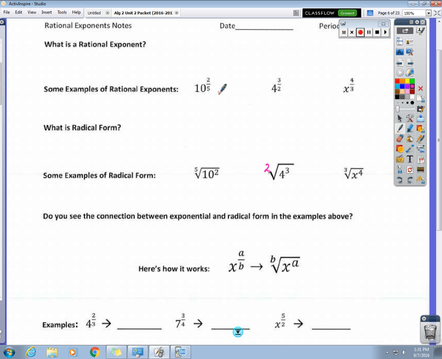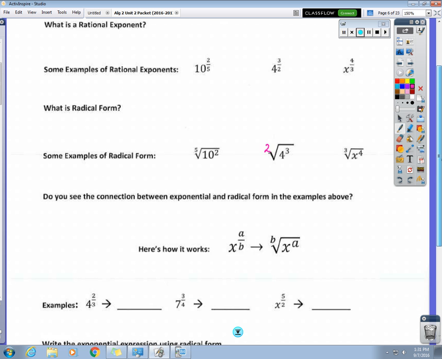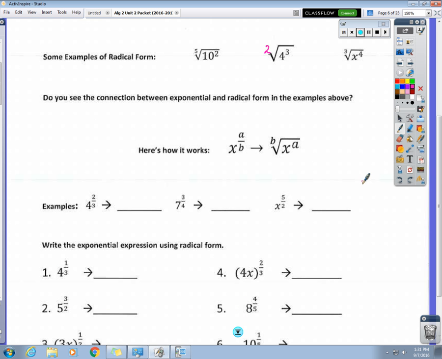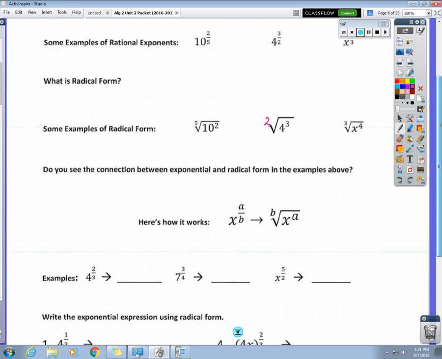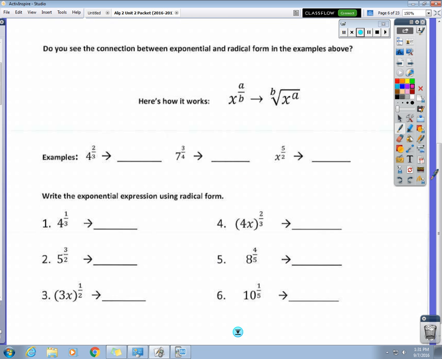Okay, so like you would get the same thing if you typed in 4 to the 3 over 2 or the square root of 4 cubed. That would be the same answer. They're equivalent. They've just been written in 2 different ways. So what we're going to be learning today is how to go from one form to the other. First, we're going to go from rational exponent form to radical form.